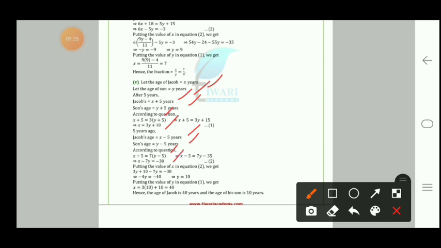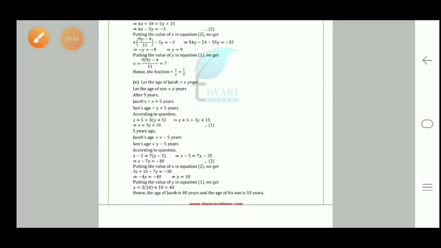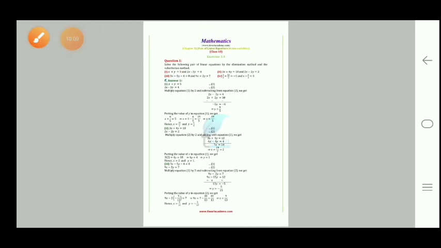So putting the value of x in equation 2, we get 3y plus 10 minus 7y is equal to minus 30. So we have y is equal to 10 as the answer. Now putting this y is equal to 10 in equation number 1, we get x is equal to 3 into 10 plus 10, which is equal to 40. So hence the age of Jacob is 40 years and the age of his son is 10 years. Okay, so with this we come to the end of this exercise, that is exercise 3.4.